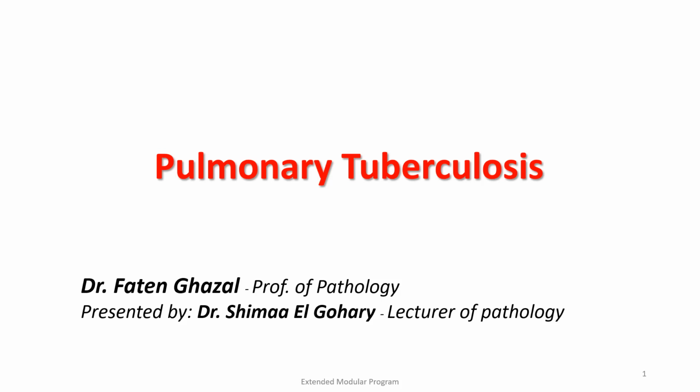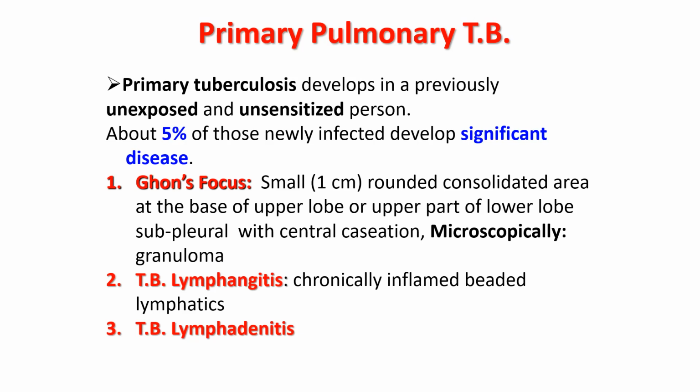Today we are going to study pulmonary tuberculosis. Primary pulmonary tuberculosis is infection with TB for the first time, in a person unexposed previously or unsensitized with vaccine exposed to the TB bacilli. About 5% of those newly infected persons develop significant disease in the form of three main pathologic forms, or pathologic complex, what's called primary pulmonary complex.